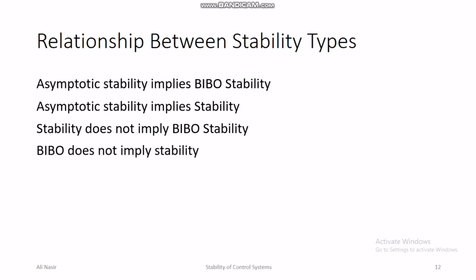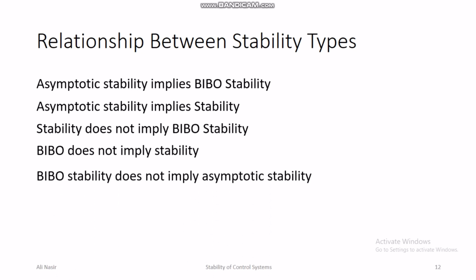Next, BIBO stability does not imply stability. If you know that the system is BIBO stable, it does not mean that it will be stable in the sense of Lyapunov. You have to calculate the stability in the sense of Lyapunov even if you know that the system is BIBO stable. BIBO stability does not imply asymptotic stability, and that should be almost obvious, because if BIBO cannot even imply simple stability, how can it imply asymptotic stability?